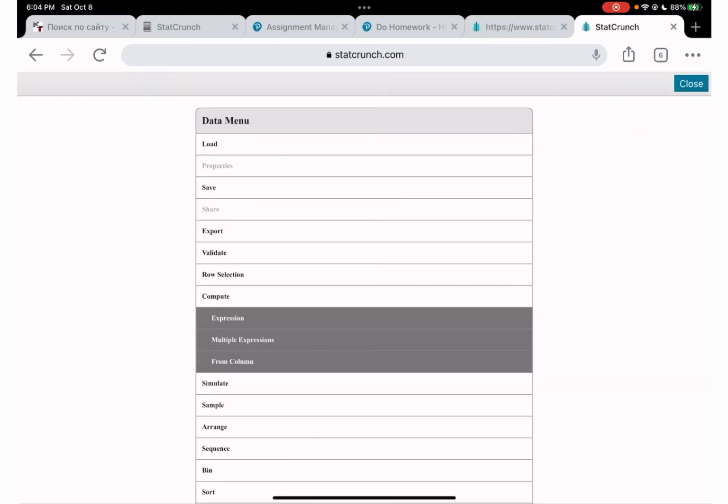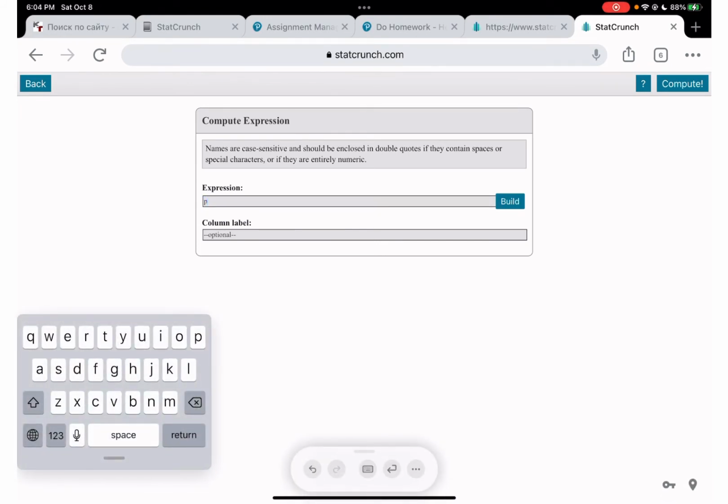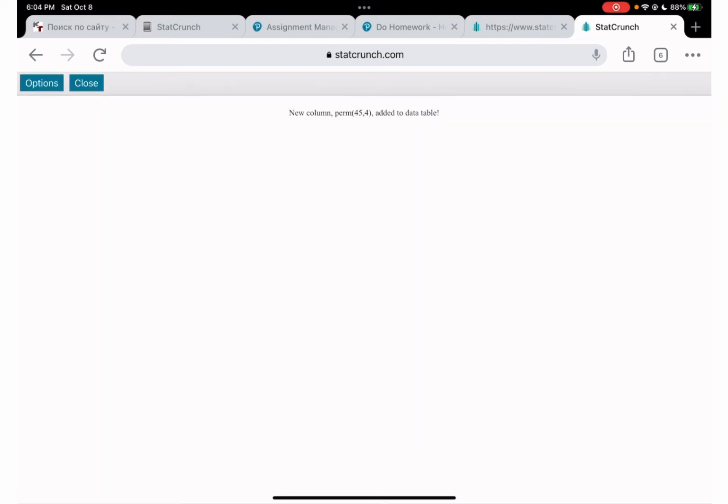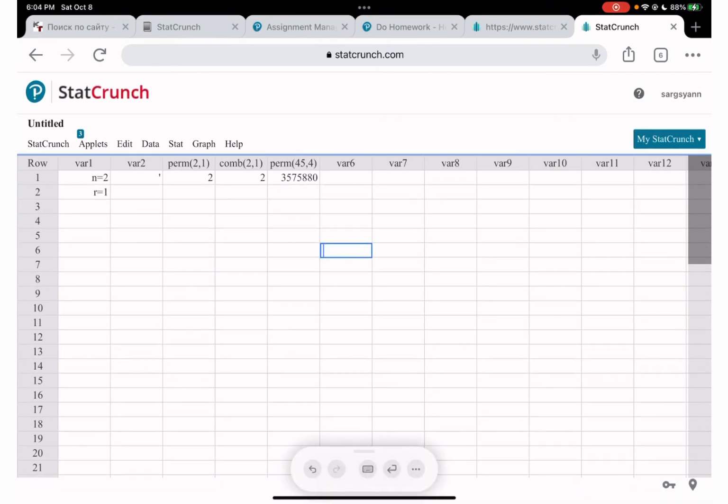So to show you expression, let's say permutation, I'm going to pick permutation, parentheses 45 total, and out of 45, I'm choosing 4. Okay, permutation of 4. Clicking compute, close. Here, how many did I get? 3,575,880. That's going to be 3,575,880.